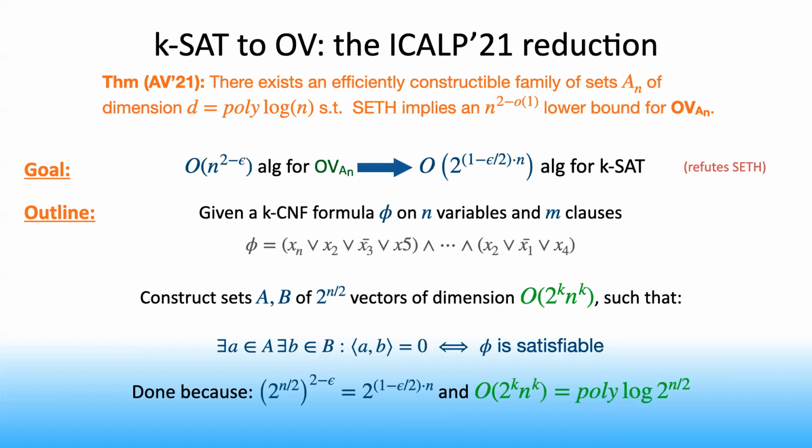And here's the new outline. It's very similar to the one before with the change marked in green. The dimension of the vectors is now roughly n to the k and not n. Which ends up being polylog in the number of vectors instead of log as before. But everything else is the same. We're still going to define two sets of vectors and show that there's an orthogonal pair if and only if the formula is satisfiable. And of course, the main difference will be that the set A won't depend on phi.